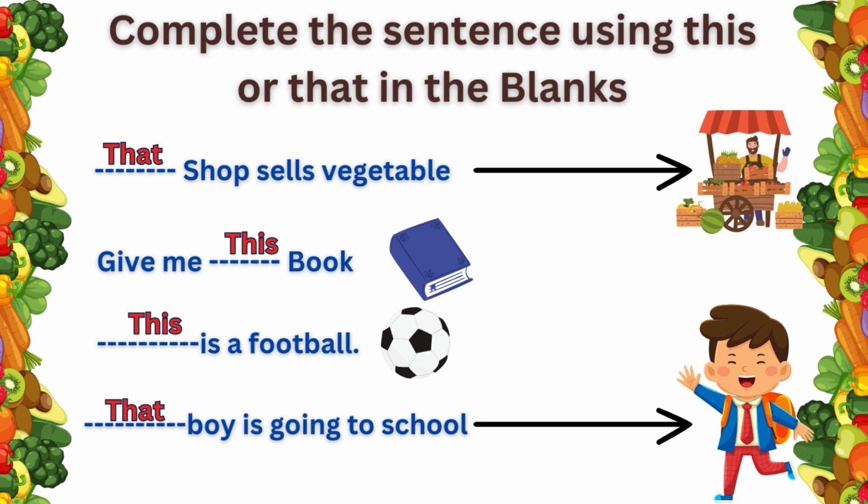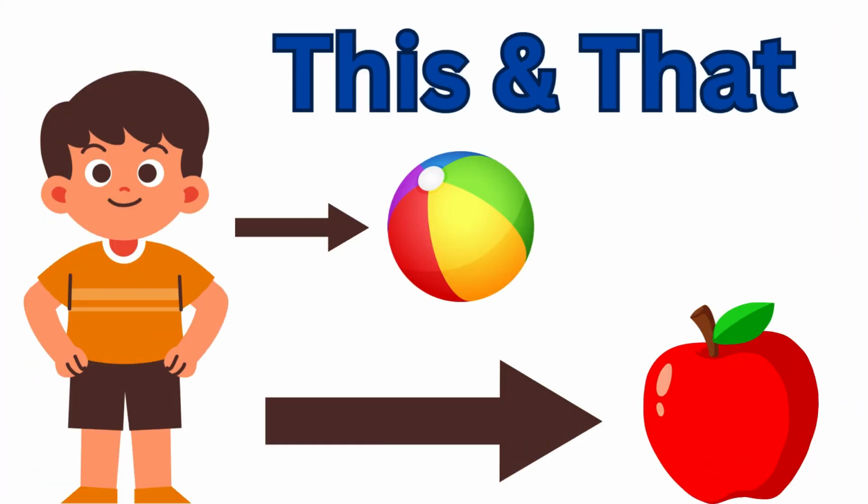So we read that we always use this to identify the things that are near to us, whereas we use that to identify or talk about the things that are far from us. Both this and that are used when we talk about any singular noun, that is, when we talk about only one thing or one person.